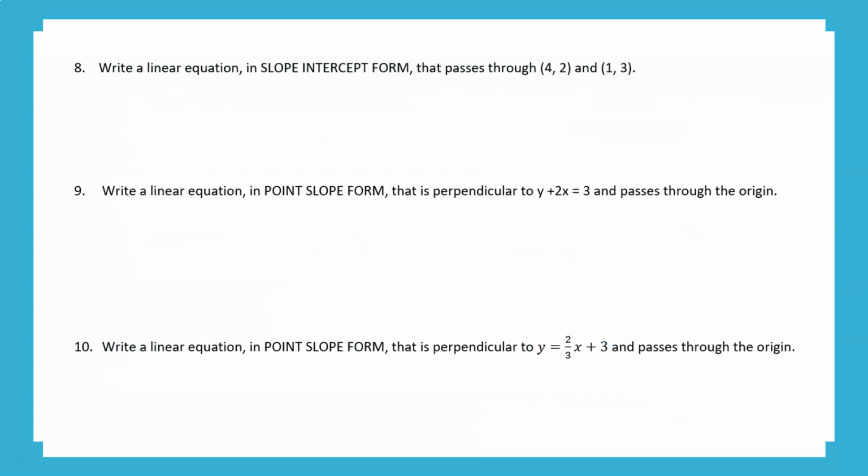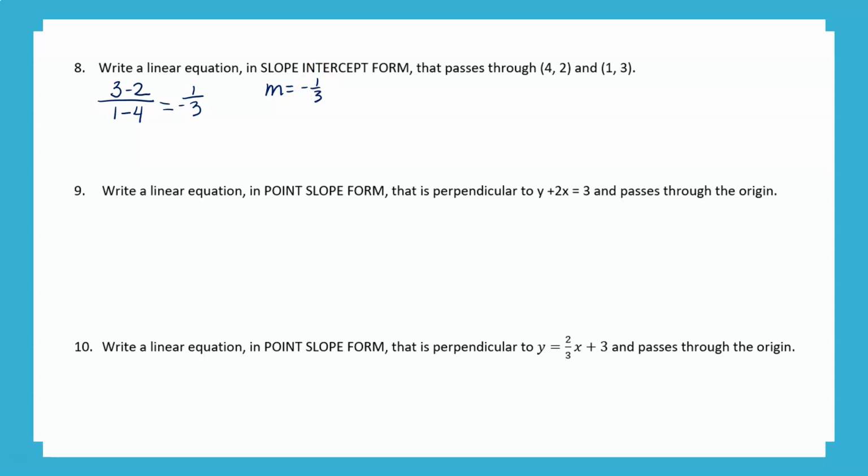Write a linear equation in slope-intercept form that passes through the points (4, 2) and (3, 1). So I'm going to find the slope. So I have 3 minus 2 over 1 minus 4, which will give me -1/3. So the slope is -1/3.